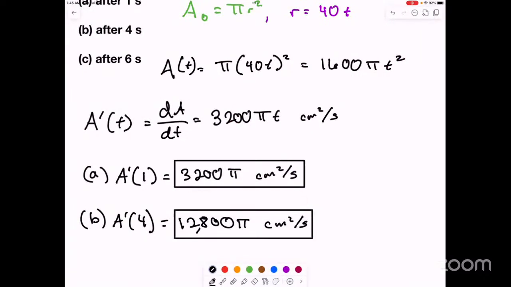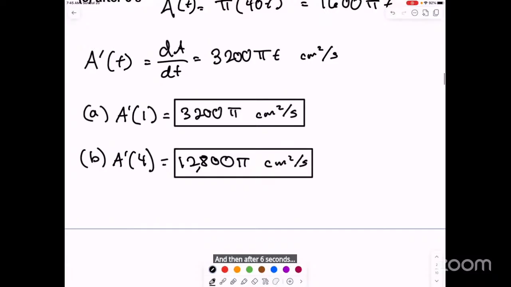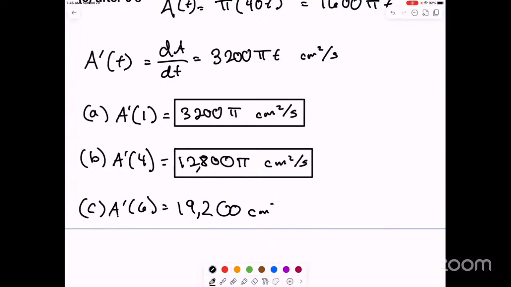Okay. And then after 6 seconds, so we want A prime of 6. Well, let's see, that's 19,200 pi centimeters squared per second.